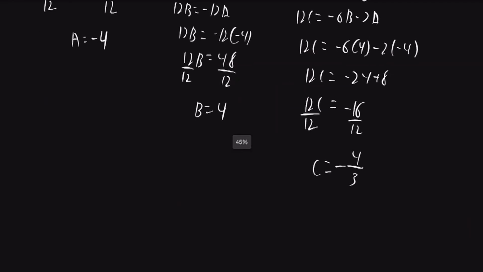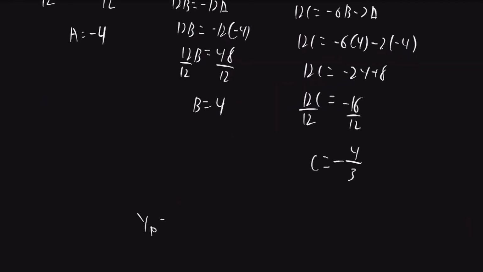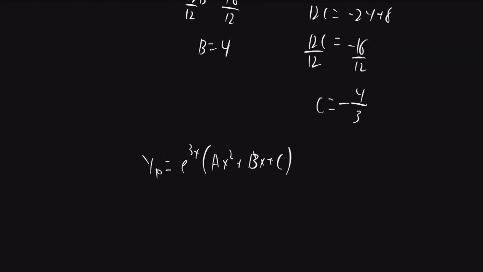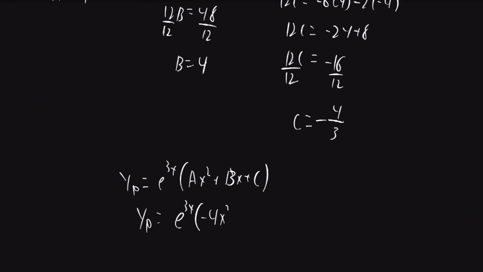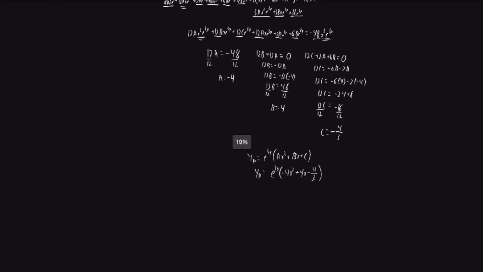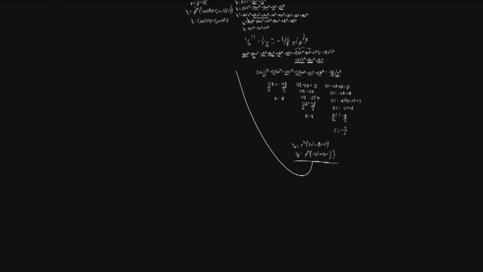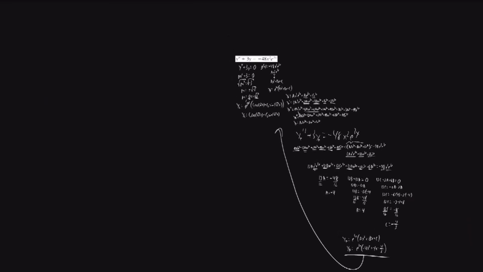Now that I have all of my coefficients, yp is going to be equal to e to the 3x times ax squared plus bx plus c. So yp is going to be equal to e to the 3x. A was negative 4, so it'll be negative 4x squared. B was positive 4, so it'll be plus 4x. And c was negative 4/3, so it'll be minus 4/3. We can take this yp, and we can use it to find the general solution.